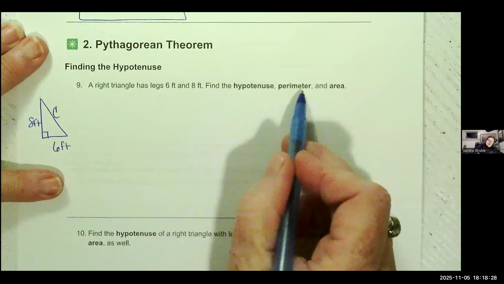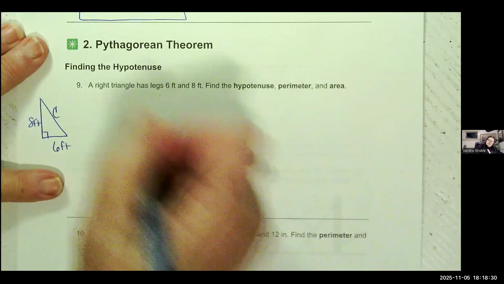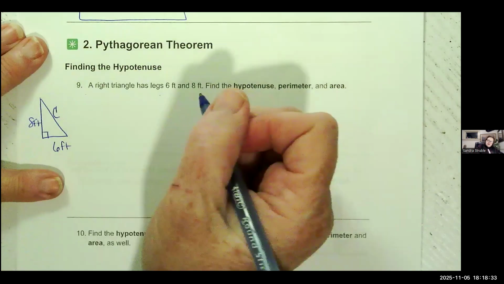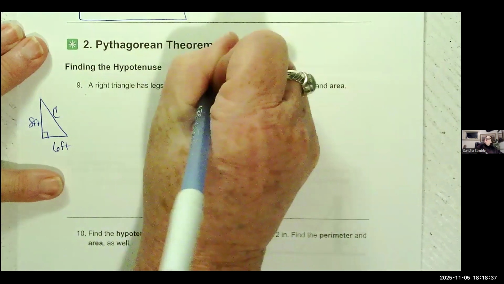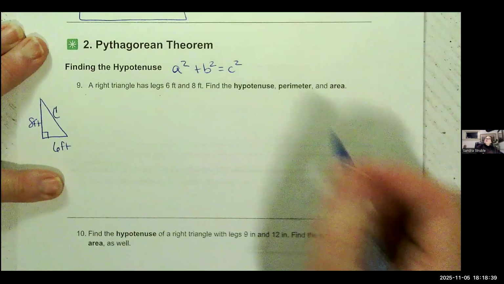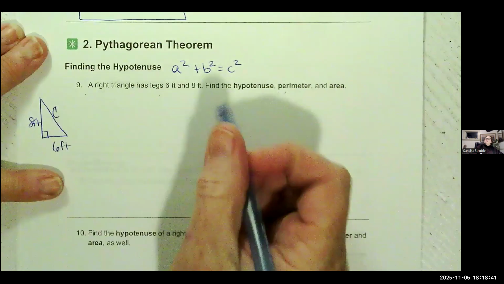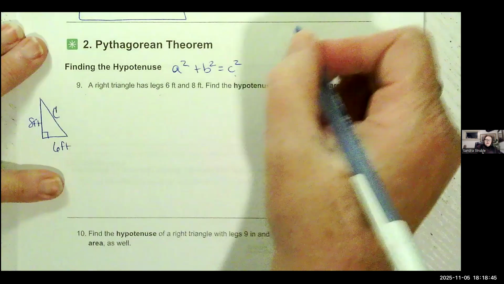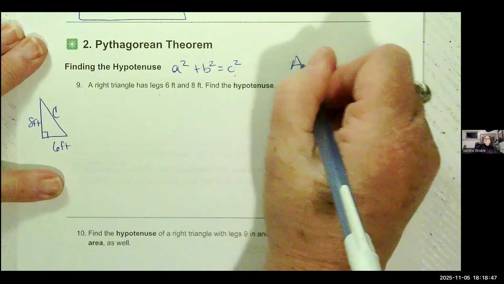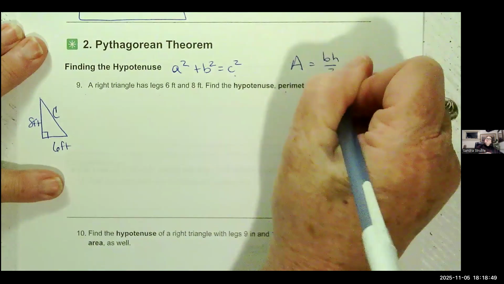Remember, to find the hypotenuse, you have to use the Pythagorean theorem, which is a squared plus b squared is equal to c squared. The hypotenuse is always c. The perimeter is just adding up all the sides once you find out what c is. And then area you can find now. Area is base times height divided by 2. Pause the video, attempt to do this yourself, and come back to see how you did.